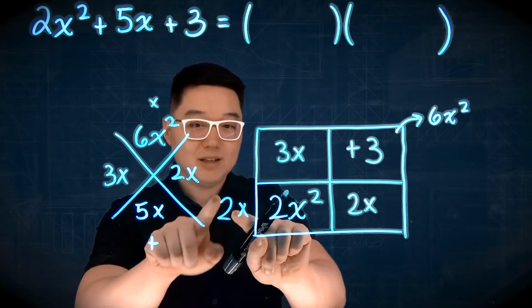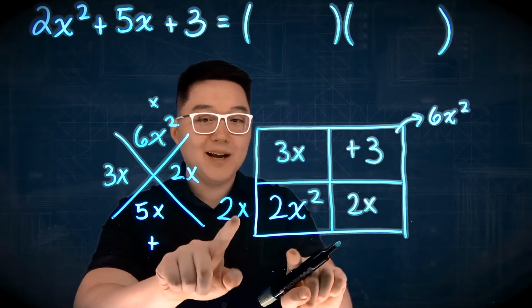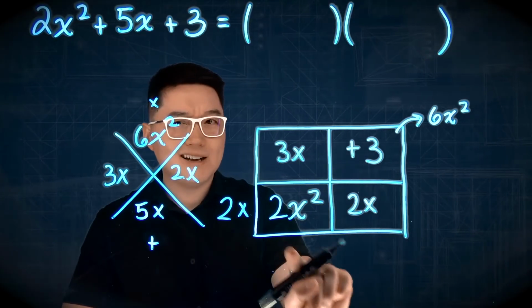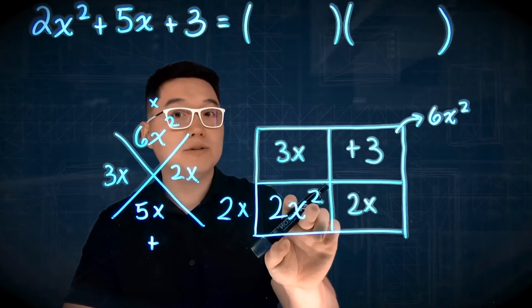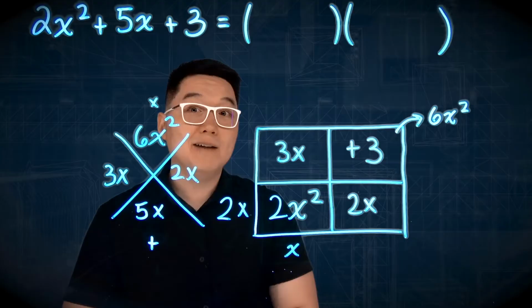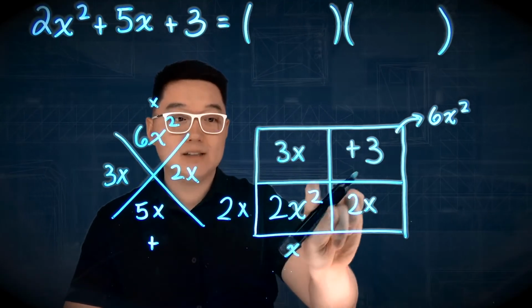So for example, if this is 2x, then this is 2x squared. 2x times something gives us 2x squared. So what is that something? What multiplied by 2x gives us 2x squared? It must be x. That makes sense because 2x times another x gives us 2x squared.